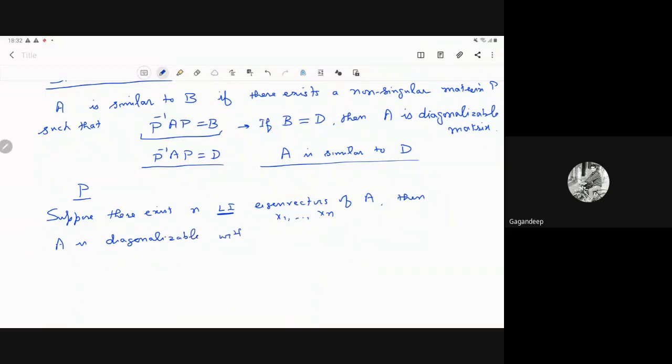With P equal to x1, x2, ..., xn, P is a matrix with column entries x1 to xn. This means P inverse AP is a diagonal matrix. And interestingly, that diagonal matrix carries exactly the eigenvalues of the matrix A on its diagonal. I will prove it, don't worry. Just see the result.